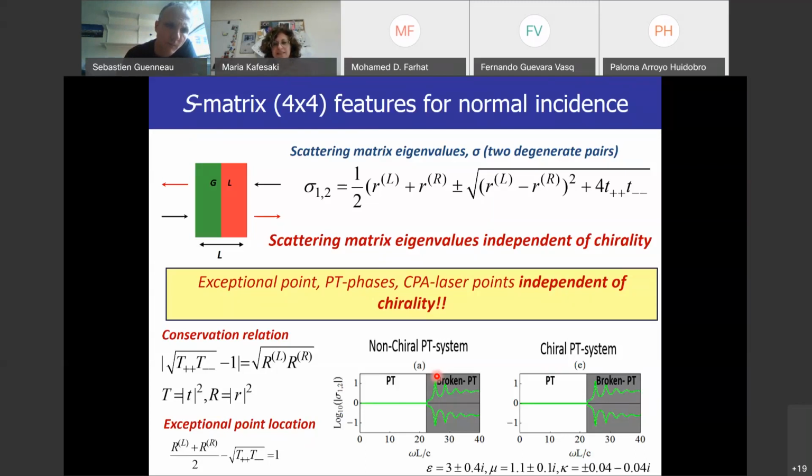Okay. Maybe one last question. Do you see any way how to generalize this for acoustics or elastodynamics? Maybe if you have some chirality, because I think, as we said before, Martin Wegener presented a talk on chiral acoustics, and I think they are directly transferable, let's say.